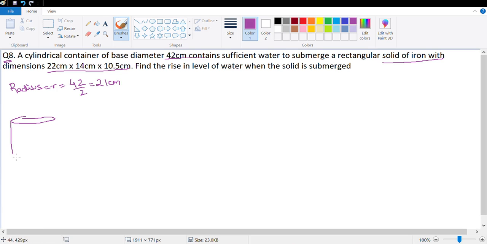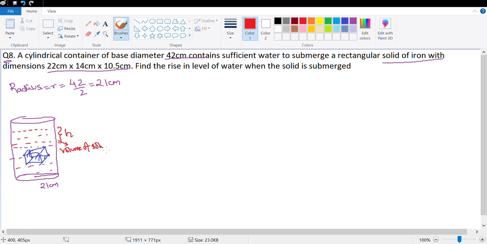So for our understanding, let's just look at a rough diagram. Let's say this is the cylindrical container. The water contained is still here. The radius of this is 21 centimeter. Now when we add the rectangular solid iron here, what happens is the volume of water will increase. Let's say it increases up to here, which means this increase in volume is due to the volume of the solid. Let this height be h, and this is due to volume of solid iron.